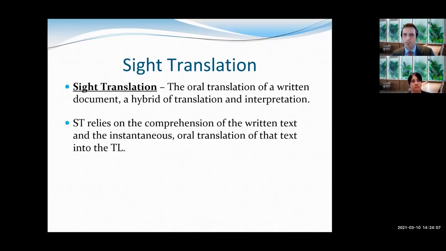Site translation, and that's what I mean here when I put ST on the slides, relies on the comprehension of the written text and the instantaneous, or almost instantaneous, oral translation of that text into the target language. I think in another presentation, we covered the concepts of source language and target language. The source language is the original language. The target language is the language into which we want to interpret this. We use those back and forth, so make sure you have a clear understanding of what those are.